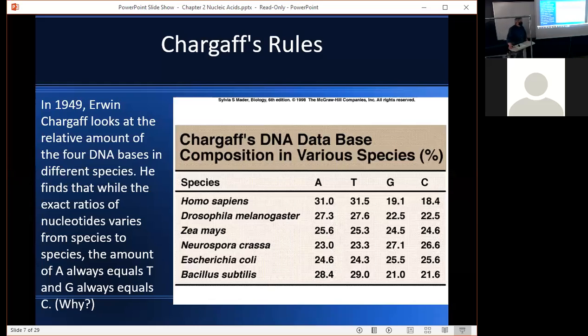So of course now, years later, after Watson and Crick have discovered the structure, we know that DNA is a double helix, A is always base paired with T's, C is always base paired with G's, which explains Chargaff's results precisely.